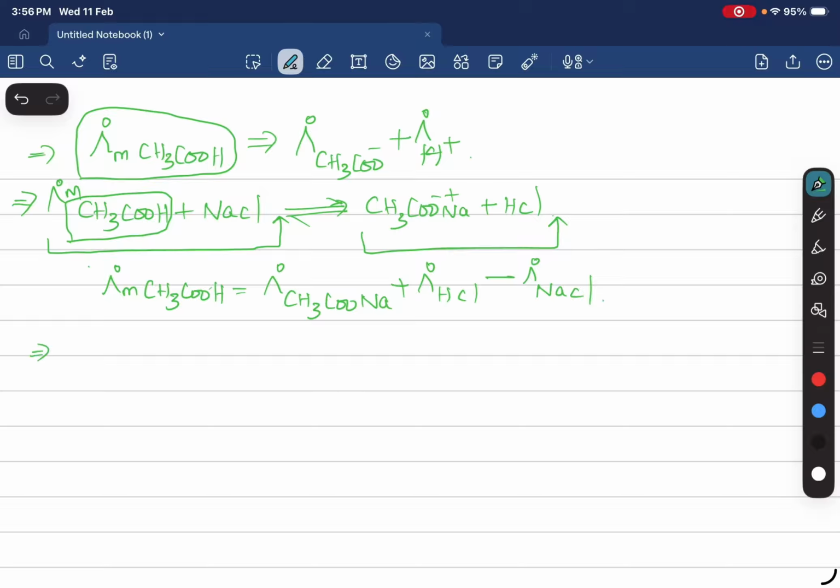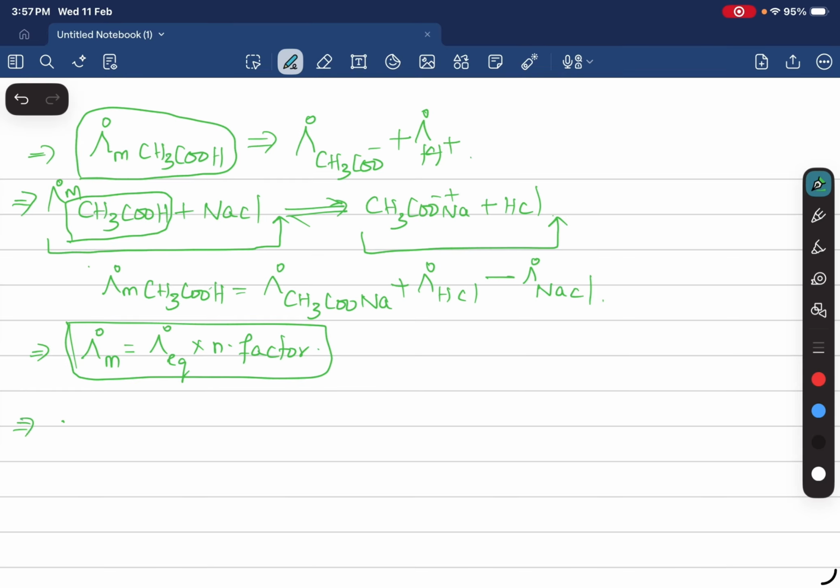Suppose we have also discussed one of the important relations: lambda m naught equals lambda naught equivalent into n factor. This is the relation. With this relation also, questions are possible to ask.